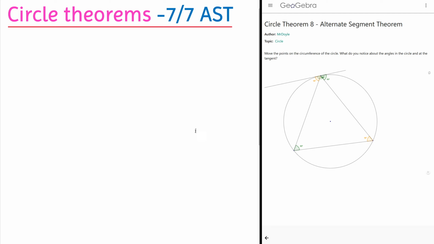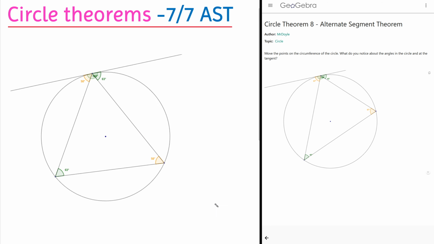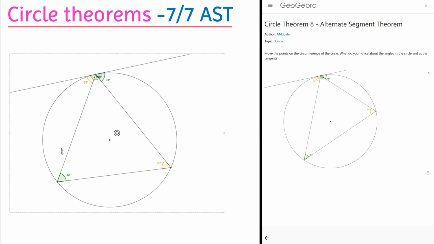In our final circle theorem video, we're going to be looking at this situation here, where we've got a tangent and a triangle, and the triangle is touching the point of the tangent. All the points of the triangle are touching the circumference of the circle. Now, the thing to spot in this situation is that this angle over here is the same as this angle over here, and this angle over here is the same as this angle over here.